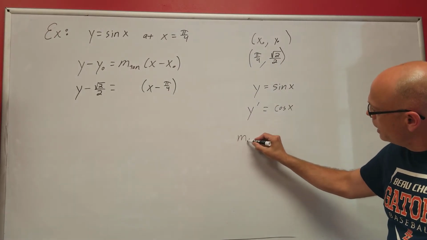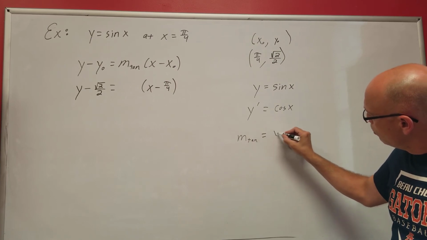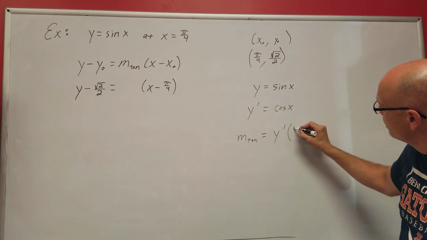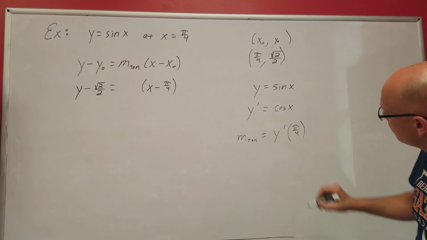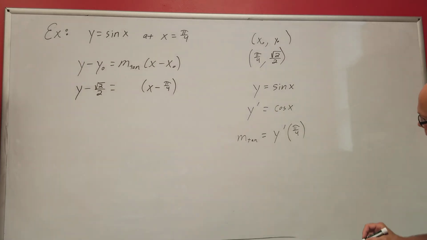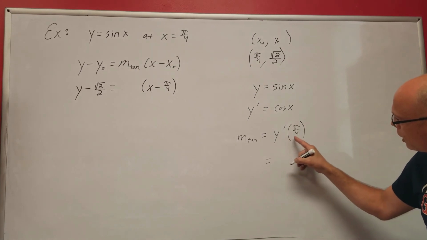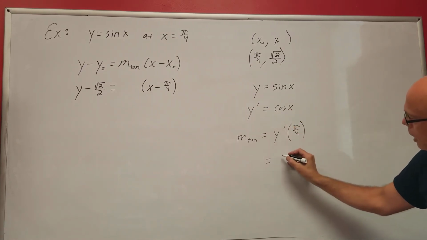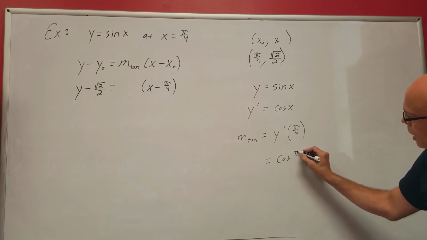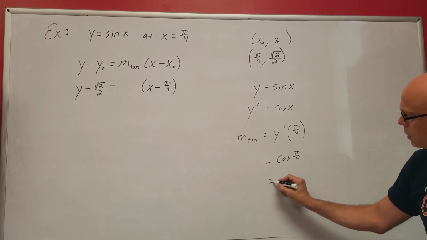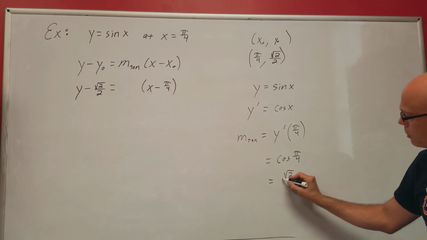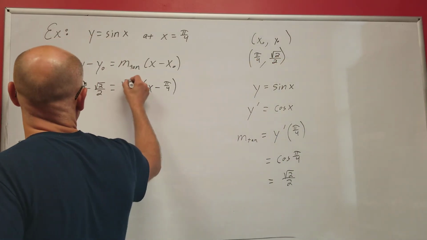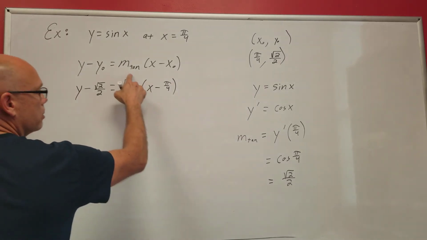So m tan is really y prime evaluated at that x value, pi over 4, right? What is y prime evaluated at pi over 4? Just take this, evaluate at pi over 4. So the cosine of pi over 4. What's the cosine of pi over 4? Square root of 2 over 2. So I'm going to put square root of 2 over 2 for m tan.